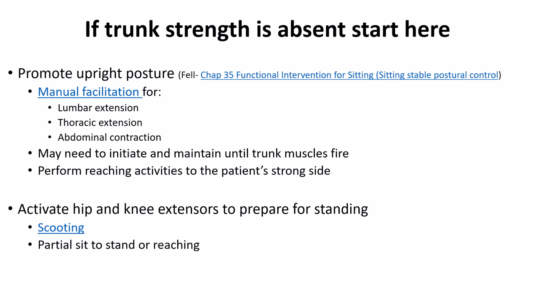Once you get the trunk to fire, then it's a good idea to start activating the hip and knee extensors, and this is going to be in preparation for standing. Remember, we did this by demonstrating some scooting activities where the person's going to scoot to their right side and left side, where you're facilitating maybe hip and knee extensors to fire at the appropriate times, and also incorporating some upper extremity weight bearing. You can progress this to a partial sit to stand, having the patient reach forward with their unaffected hand, maybe starting with a higher mat surface and then progressing it to a lower mat surface to help with that hip and knee extensor strength.